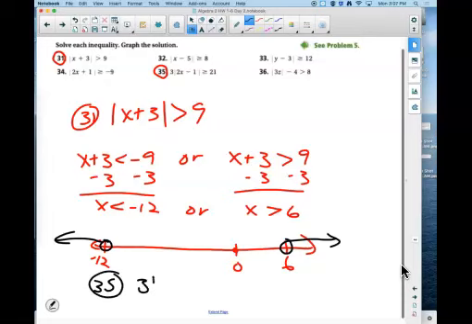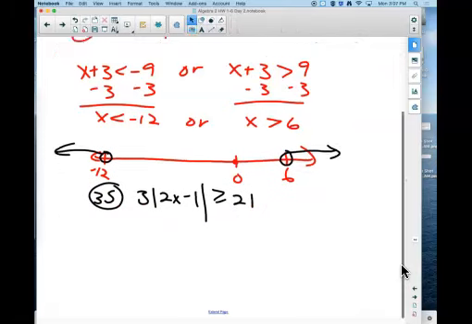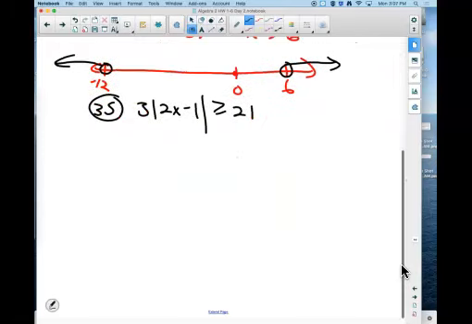Number 35 does have a number outside the absolute value bars. 35 is 3, absolute value of the quantity 2x minus 1, and that's greater than or equal to 21. So with this one, we see that we have a 3 out there, and we've talked about how that's like guarding the absolute value piece. So let's go ahead and divide by 3 to get rid of that.